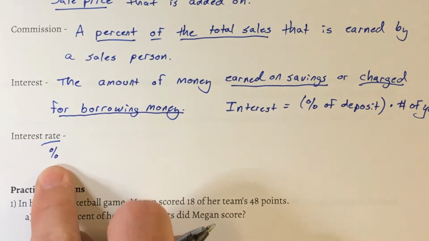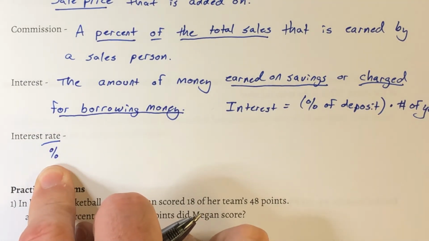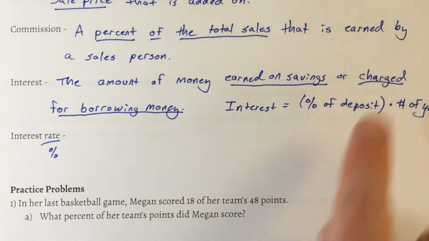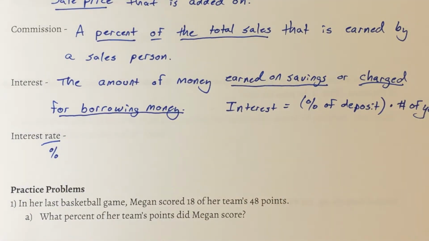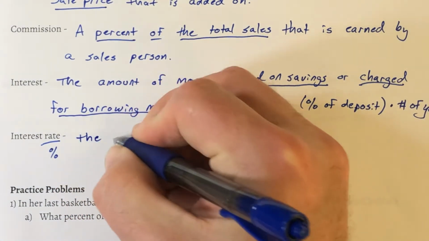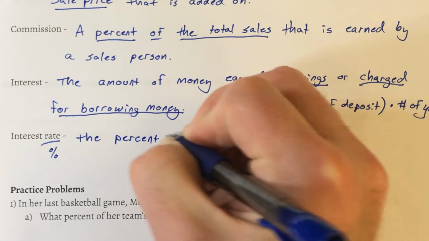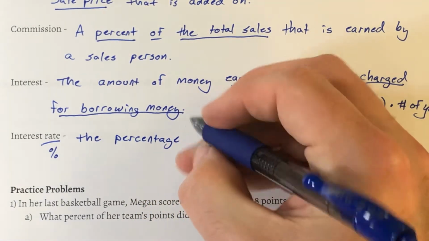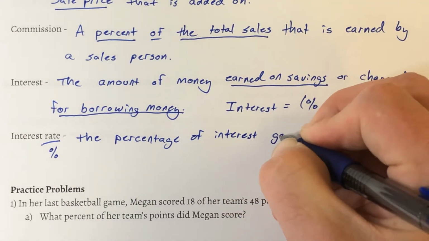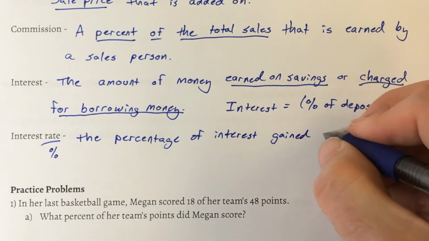The interest rate is the percent. That's technically how they're going to decide how much money you get. Is it going to be $3? Is it going to be $20? So that percentage is what they're going to decide on how much you're going to actually earn or how much you're going to be charged for taking out a loan, etc. So interest rate is the percentage of interest gained or charged.